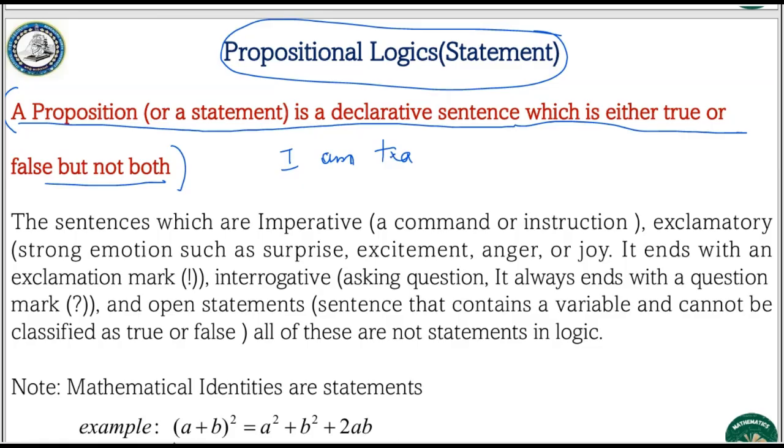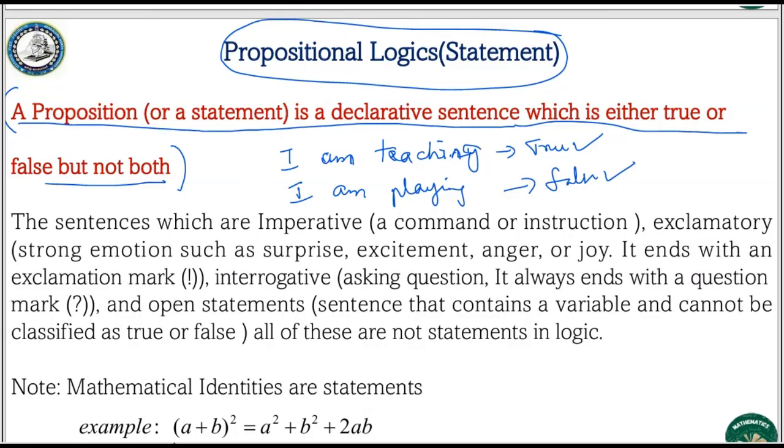I am teaching. So the statement I have written is true. I am teaching you, so it is a true statement. Now, I am playing. That will be false because I'm not playing, I'm teaching you. So it should be true or it should be false, but it cannot be both at the same time. Then it is called a proposition.